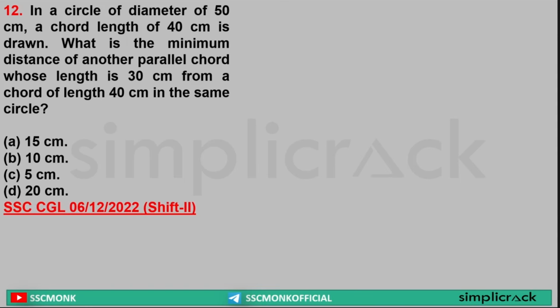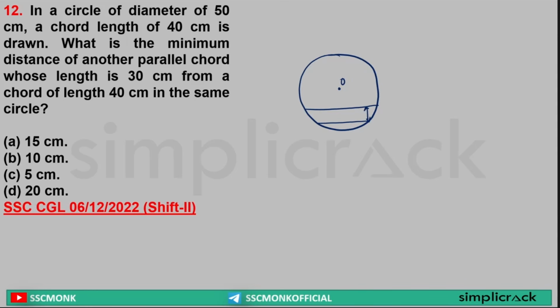Next. In a circle of diameter 50 centimeter, a chord of length 40 centimeter is drawn. What is the minimum distance of another parallel chord, whose length is 30 centimeter, from the chord of length 40 centimeter in the same circle? It is asking about the minimum distance. Let's say diameter 50 centimeter is given. Let's say this is the circle, this is O, another chord is here. Because we are talking about the minimum, otherwise I would have taken it over here, and in that case the distance would be larger. Because we are talking about minimum, that means they both are on the same side.